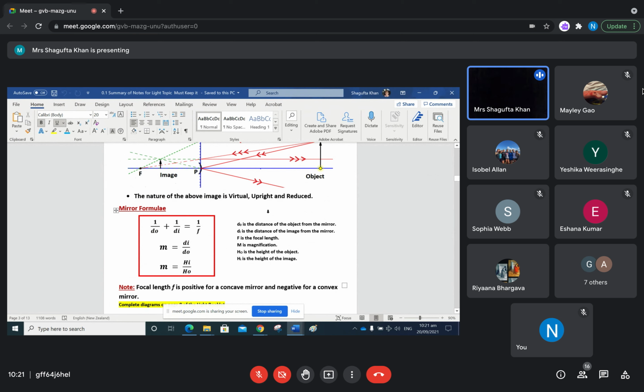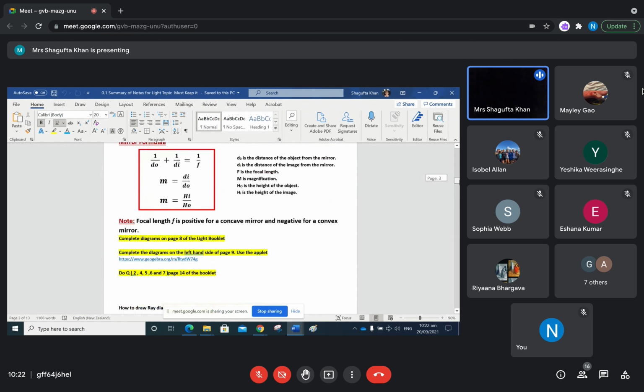Focal length is positive for a concave mirror, but for this mirror, which is a convex, it will be negative. Magnification is distance of the image over the distance of the object. So if you know these, you can calculate magnification, and these were height of the image over height of the object. So from here, if you're given the height of the object, you can calculate height of the image.